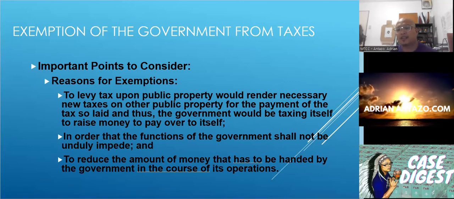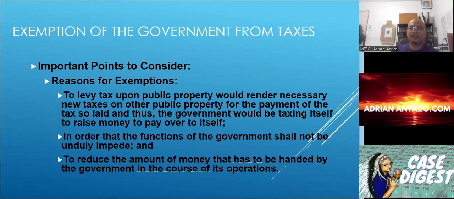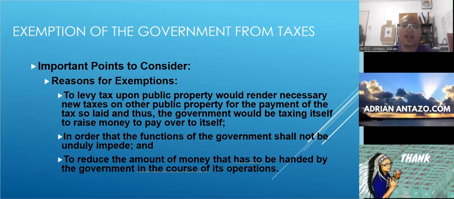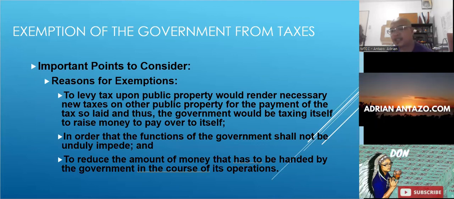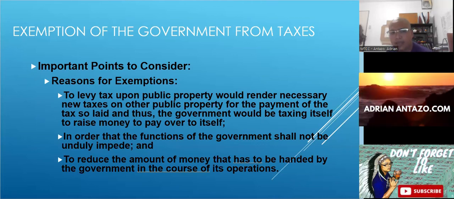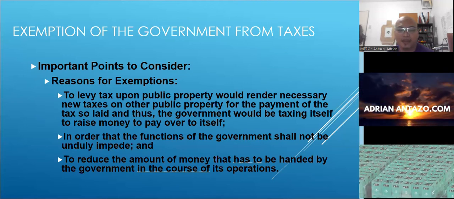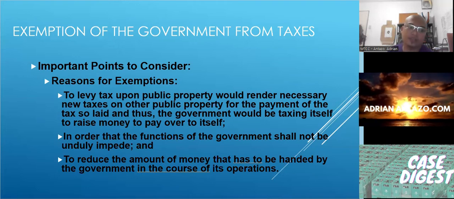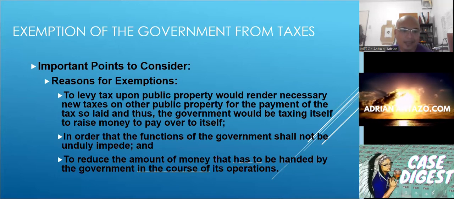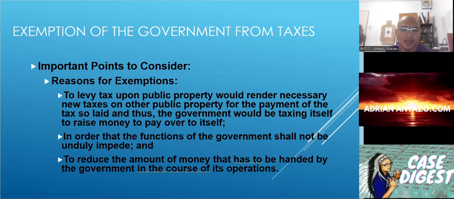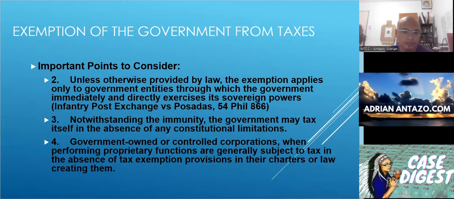In order that the functions of the government shall not be unduly impeded. Right? Because if you tax the government, it would still have to attend to that. Right? So that its functions as a government will not be delayed. Next is to reduce the amount of money that has to be handled by the government in the course of its operation. That is why we have General Appropriations Acts. So, to reduce the money that is being handed to the government by itself.